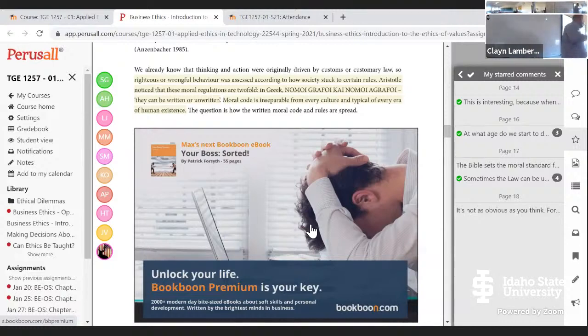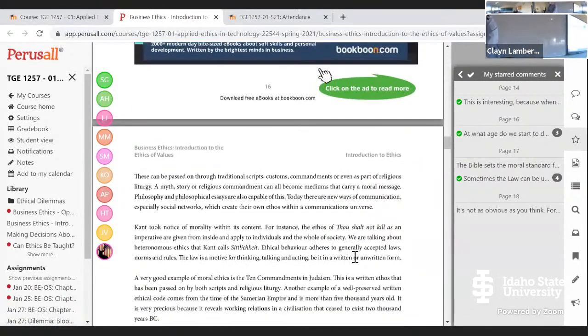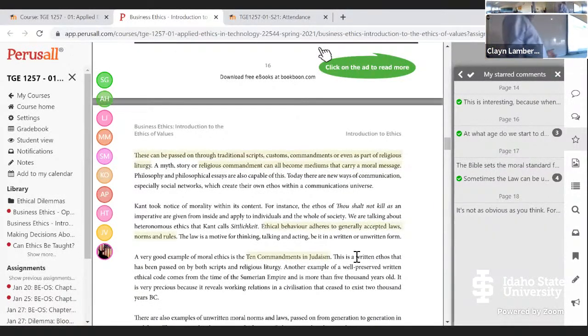Now, why does this matter? Why are we even talking about this? This is not a class on social issues. This is a class on ethics. And some of you are probably sitting here thinking, this is supposed to be business ethics. You're not supposed to be lecturing me on politics. So why are we talking about that? Well, some might say that's because you're in charge, Mr. Lambert. That's what you chose to talk about.